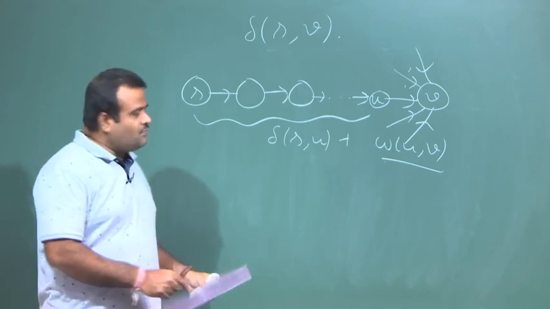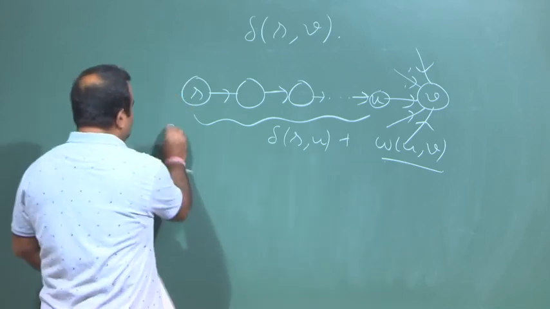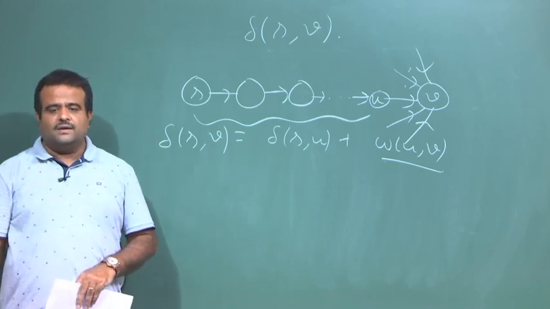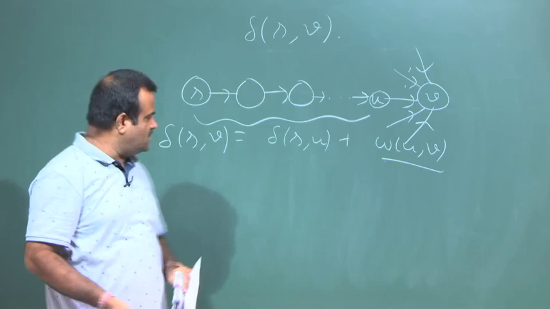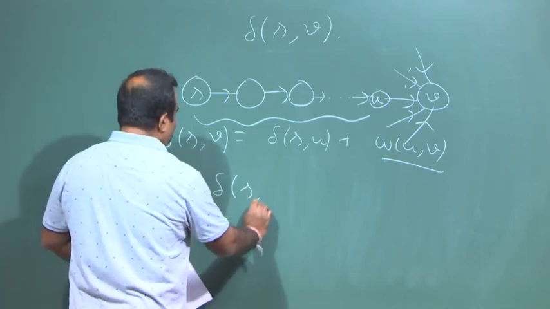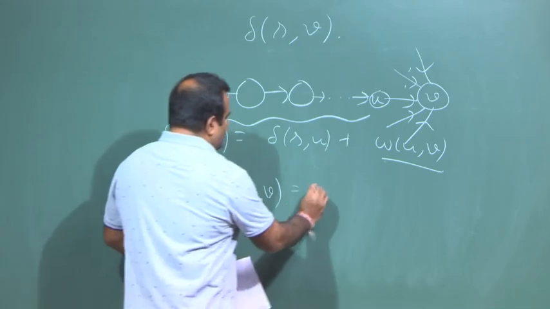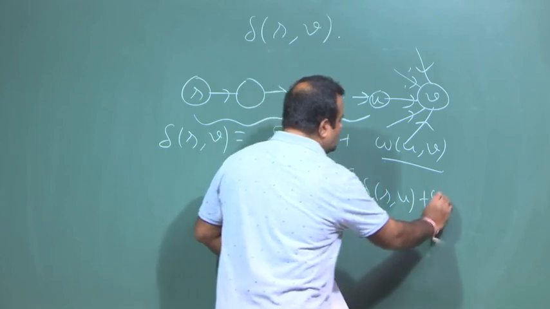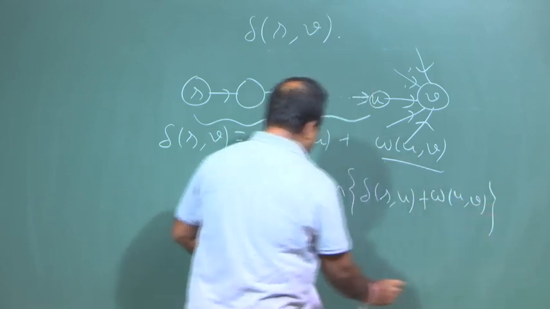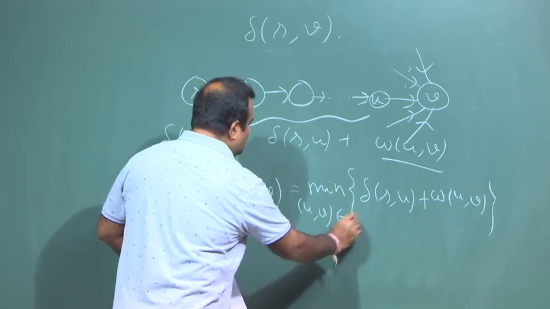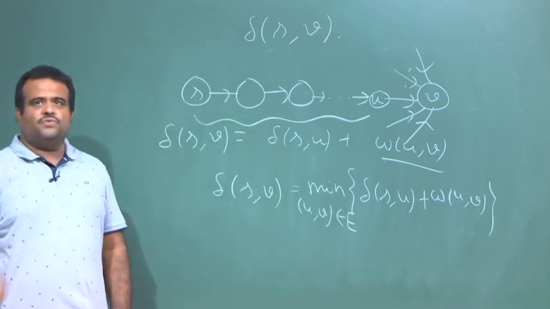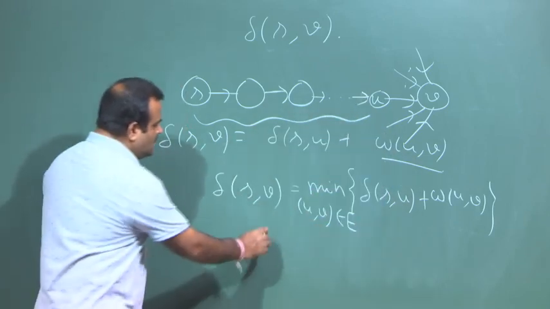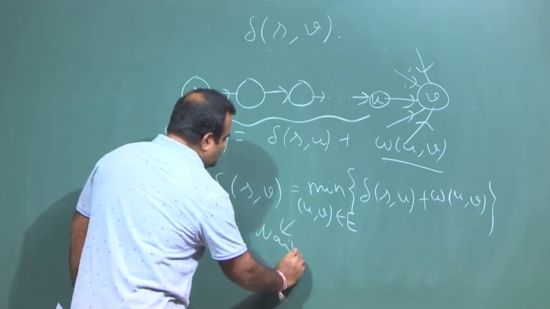If our guess is correct, then this will give us delta of s comma v. But we have to do this exhaustive search. So, basically delta of s comma v, this is the recursive formula, is the minimum among delta of s comma u plus w of u v, where u v is the direct edge to v. So, these are all possible edges into v. So, this is the naive recursive algorithm.